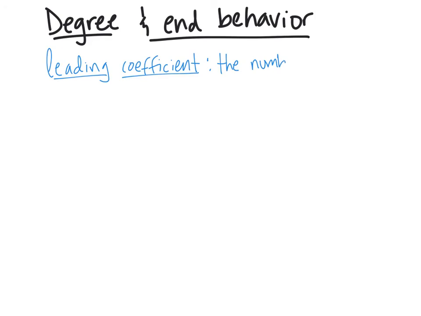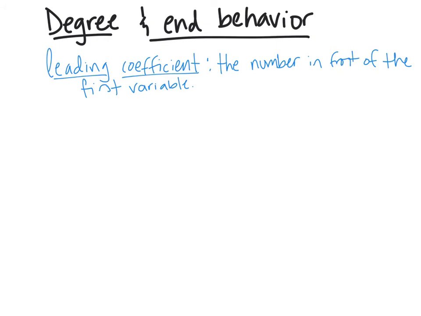So, I just said a fancy word, and I should define that word before I move on. The word I used was leading coefficient. Does anybody know what leading coefficient means? Anybody? Great, good. Leading coefficient is, in fact, the number in front of the first variable.